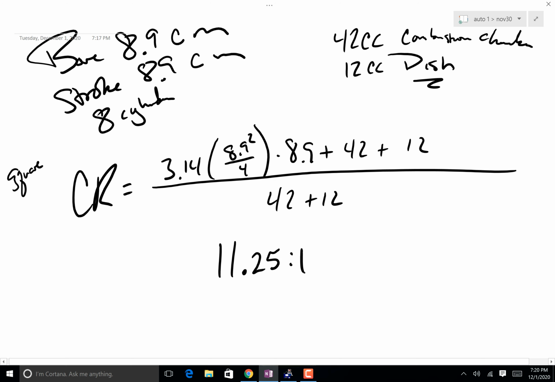Will this engine run? Yeah, it will. Will it need higher octane gas? Probably. Yeah, it probably needs a 93 octane gas at the pump. Otherwise, it's probably not going to run right. It's going to have some problems running. But yes, this is a very doable engine. Again, it's a square engine.